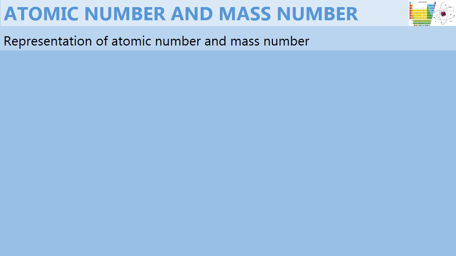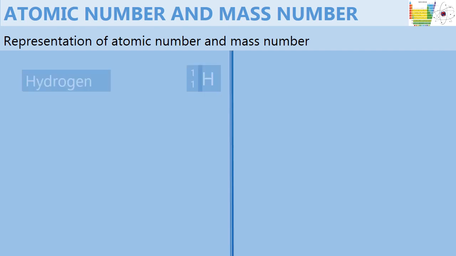The mass number and atomic number are usually represented by numbers just before the symbol of the element. For example, hydrogen. We have these two little numbers just before the element. The number that is on top, or that is superscript, is the mass number, while the one that is at the bottom or subscript is the atomic number.